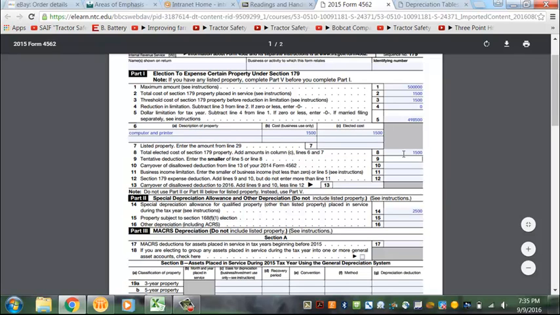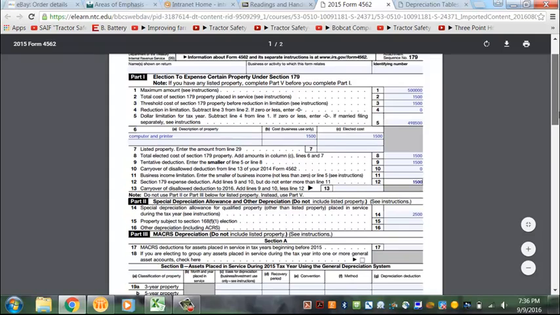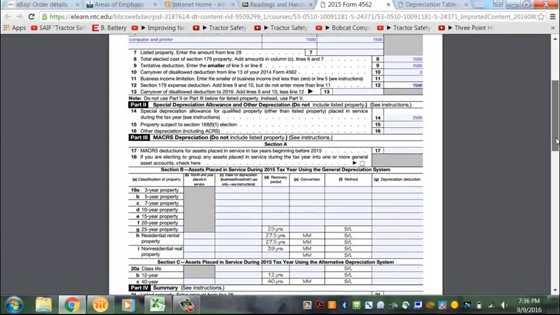Our tentative deduction is, again, $1,500. Any carryover of a disallowed deduction is 0. Our business income limitation, we really don't have to worry about that because we aren't going to limit anything like that. So we can move down to line 12 and enter our total Section 179 expense deduction of $1,500. Seems kind of repetitive, but this is just if you are getting up into those bigger amounts where it could possibly be limited. So we have the Section 179 taken care of as well.